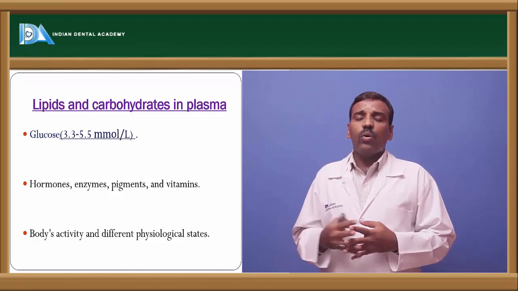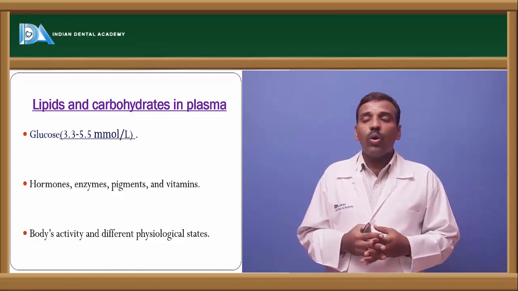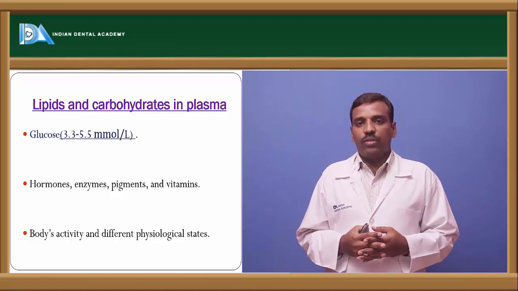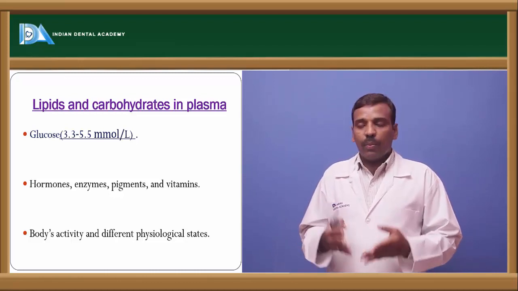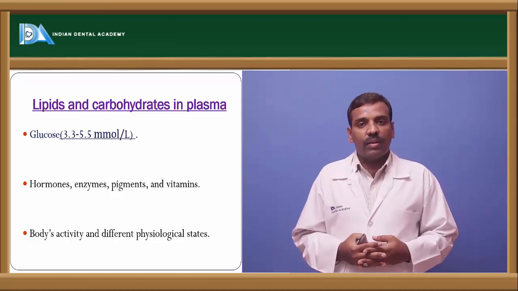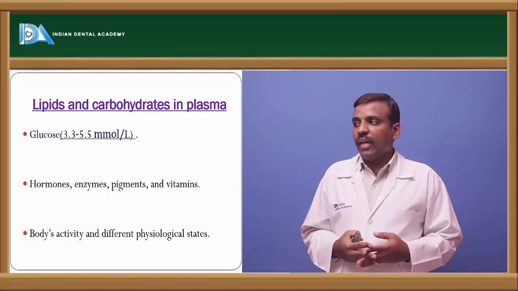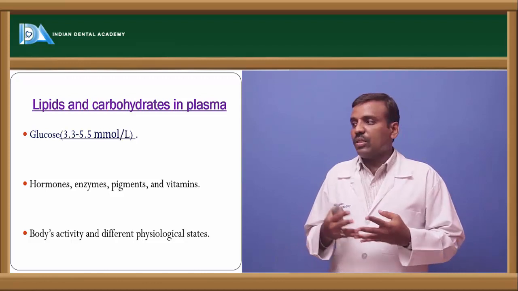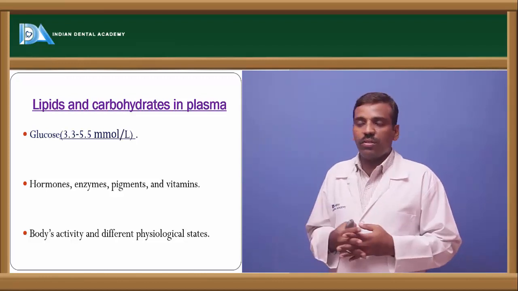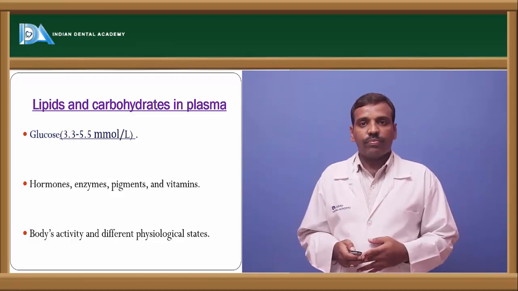If you see this, the glucose is about 3.3 to 5.5 millimoles per liter. And next, hormones, enzymes, pigments, and vitamins are present in this. The body's activity and the different physiological states are maintained by these levels.